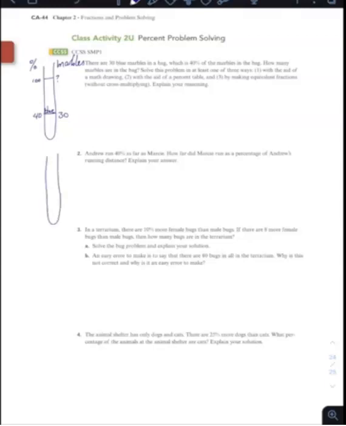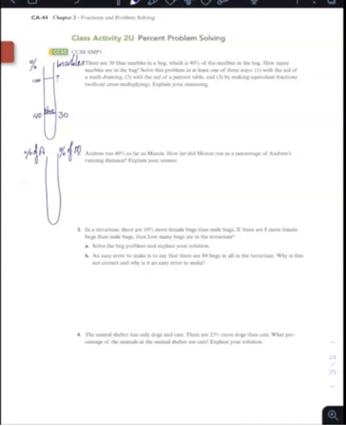Number 2: Andrew ran 40% as far as Marcy. How far did Marcy run as a percentage of Andrew? So we have two sides of the thermometer, both of which are percent, but one is percent of Andrew and one is percent of Marcy. Now, who ran more?